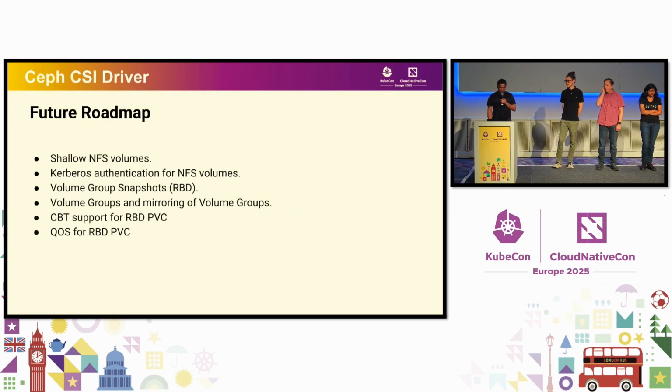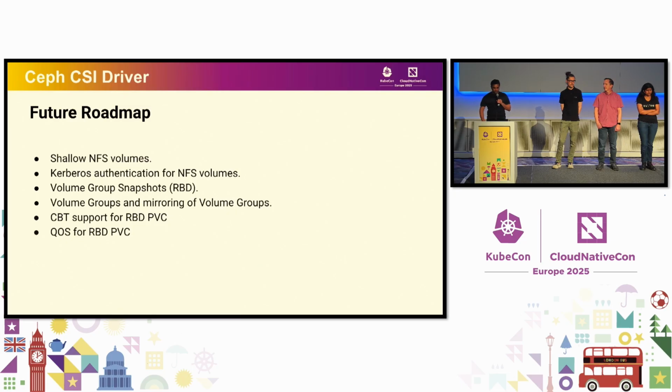Some of the future roadmap for the CSI driver: we plan to support NFS shallow volumes as well, because NFS uses CephFS underneath, so we have the same problem. We have also planned to support Kerberos authentication for NFS volumes. Volume group snapshot for RBD is supported with upstream main Ceph, and we are waiting for a release to make it a GA feature.